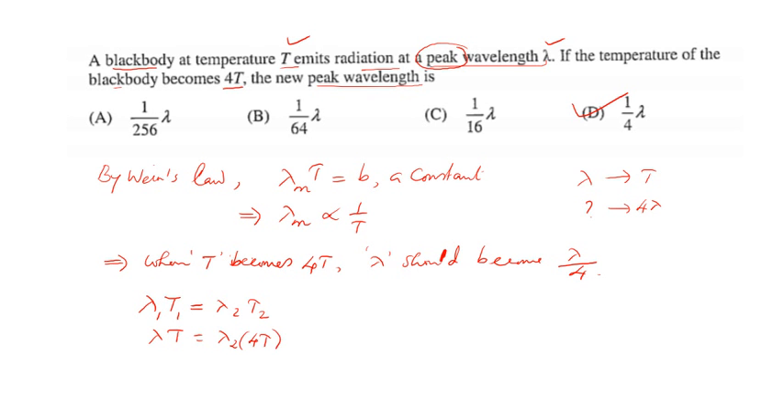So you can just cancel the T, and you will get lambda 2 equal to, you take the 4 to the other side, lambda divided by 4. And that is the numerical way of solving the problem. And logically, from the inverse relationship, you can conclude that when T becomes 4T, the other one should become 1 by 4th, so that the product remains constant. I think the question is quite easy, one of the easiest problems that you can ever get from the black body radiation topic. Hope it's fine. Now let's move on to the next question.